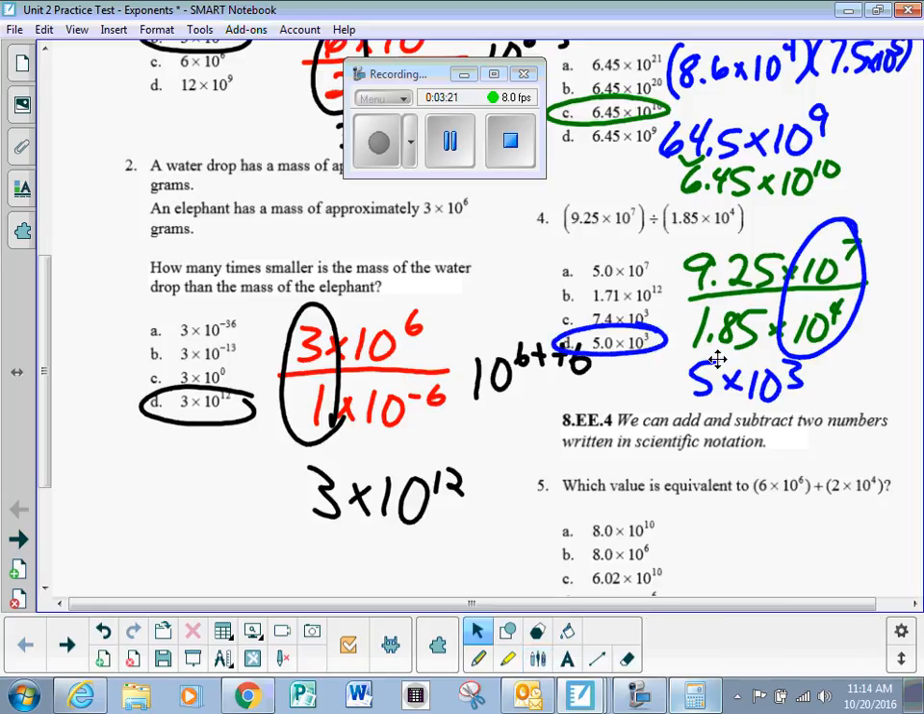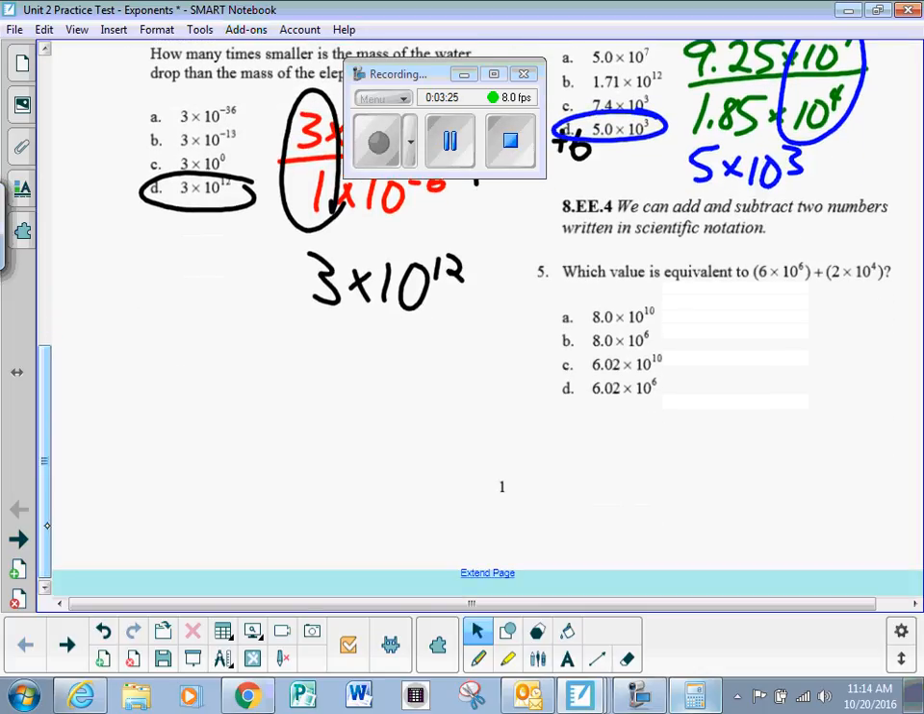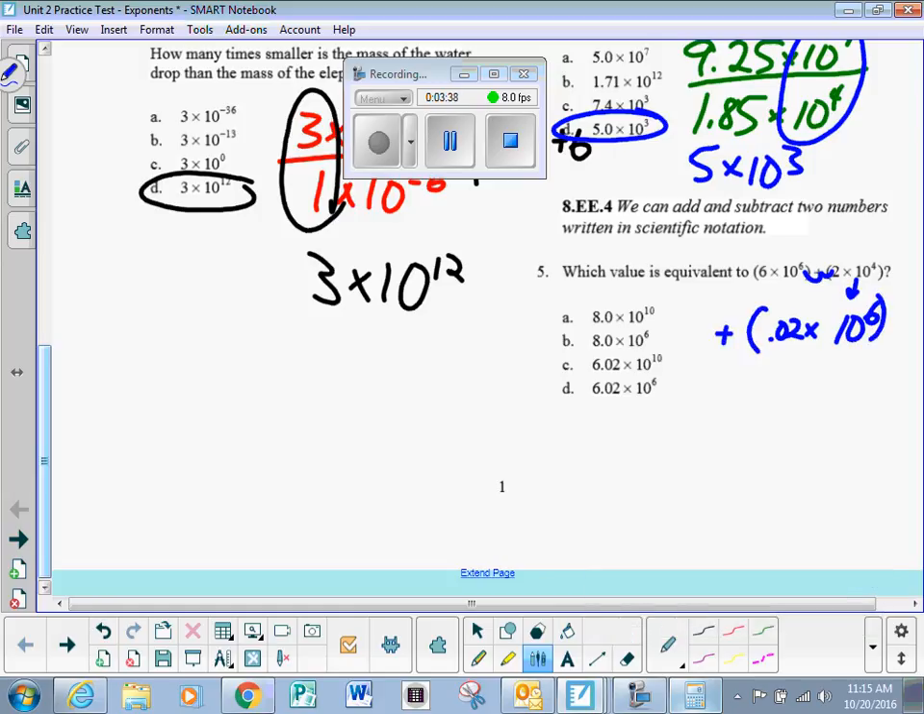Okay? Number 5, we are adding. So I need to make the powers of 10 the same. So if I change this to 10 to the 6th, I need to make this smaller by 2, so I have to move the decimal 2 to the left. And I'm adding it to this, so 6 plus 0.02 is 6.02. Then my power of 10 stays the same once I make them the same, so that's D. Okay, any questions on that?